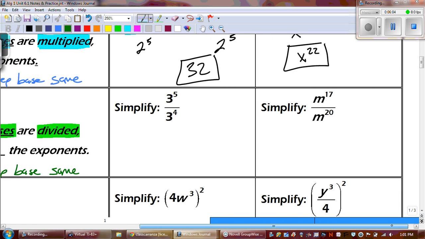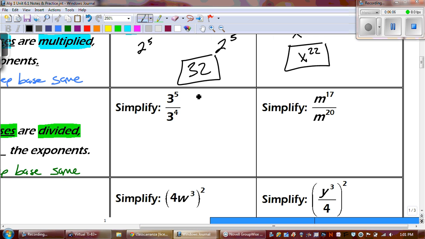Okay? Now, I'd be like, Mr. Grice, why do we do that? Let's do this the long way. Okay? Once again, 3 to the 5th, if I were to write that out, it would be 1, 2, 3, 4, 5. Okay, on the bottom, we have 1, 2, 3, 4.